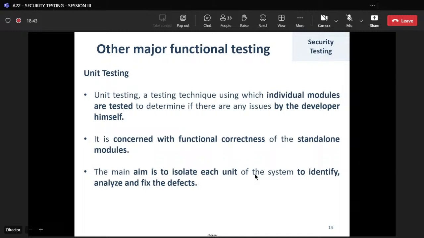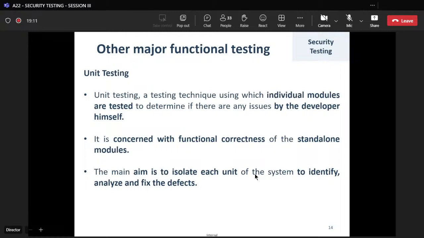And it is generally concerned with the functional correctness of the standalone modules. For example, in a particular module, you may have 3 or 4 requirements, and they'll be trying to fulfill all those requirements. And once it is done, then they'll try to test that particular module. The main objective is to isolate each unit of the testing to identify, analyze, and fix the defects.